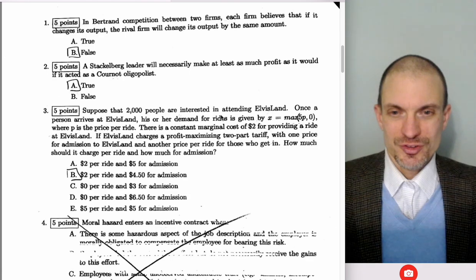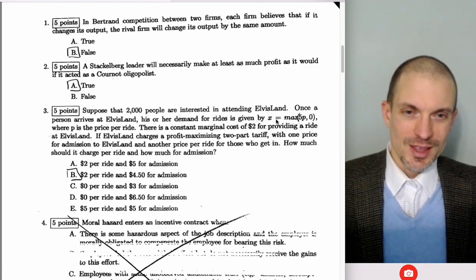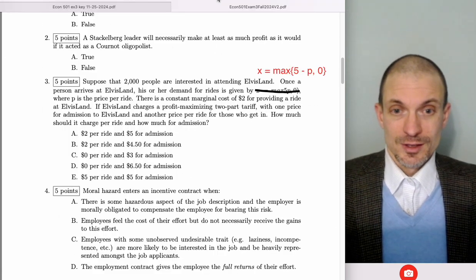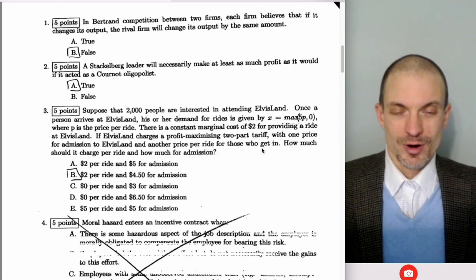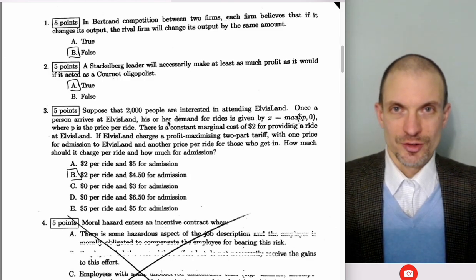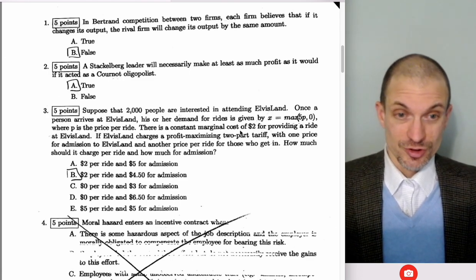Suppose 2,000 people are interested in attending Elvisland. If 1 person attends, their demand is given by x equals the maximum of 5 minus p and 0, right? There's a constant marginal cost of 2. If they charge a profit-maximizing 2-part tariff with 1 price for admission and another per ride, how much will it charge per ride and how much for admission? Well, here we have the identical demanders case, so we want to set price equal to marginal cost. The correct answer can only be A or B because marginal cost was 2.